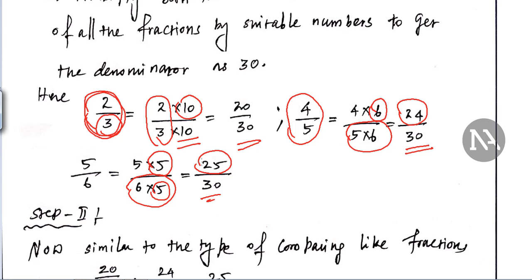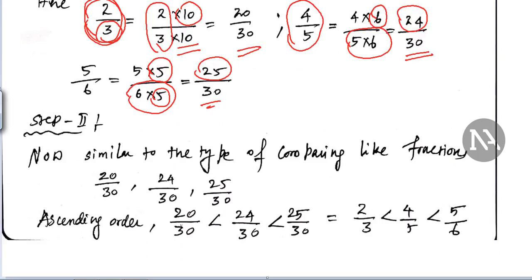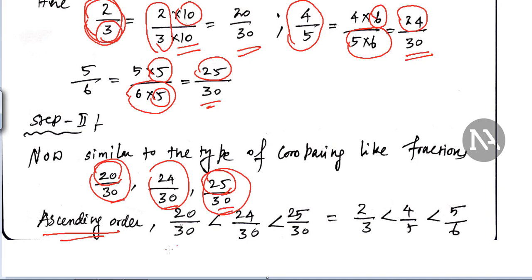Now this is the modified form of the given fractions: 20 divided by 30, 24 divided by 30, 25 divided by 30. Now they are like fractions. Like fractions means the denominators are the same. If they are like fractions, the greatest numerator gives the greatest number and the smallest numerator gives the smallest number. Here the question asks for ascending order, that means increasing order: the smallest number has to come first and the greatest number last.